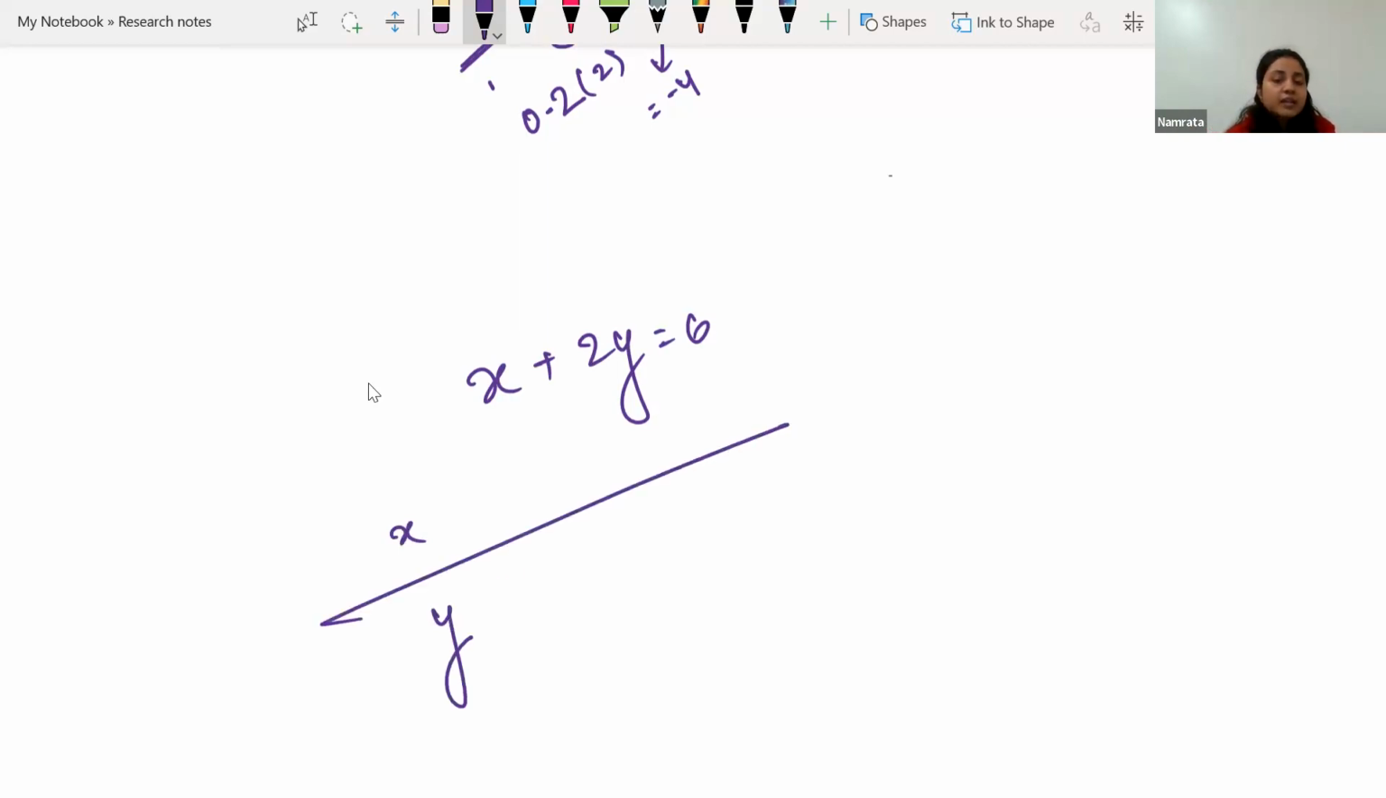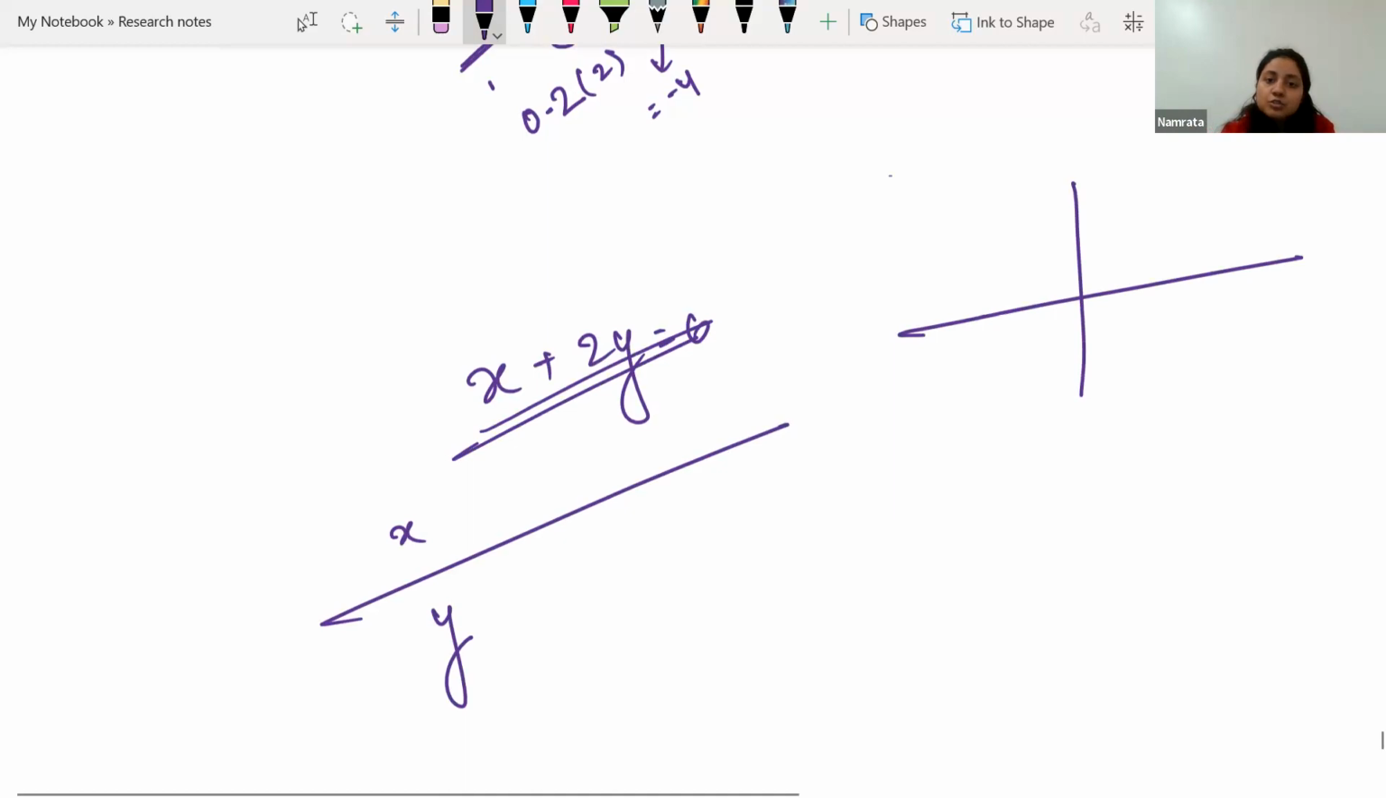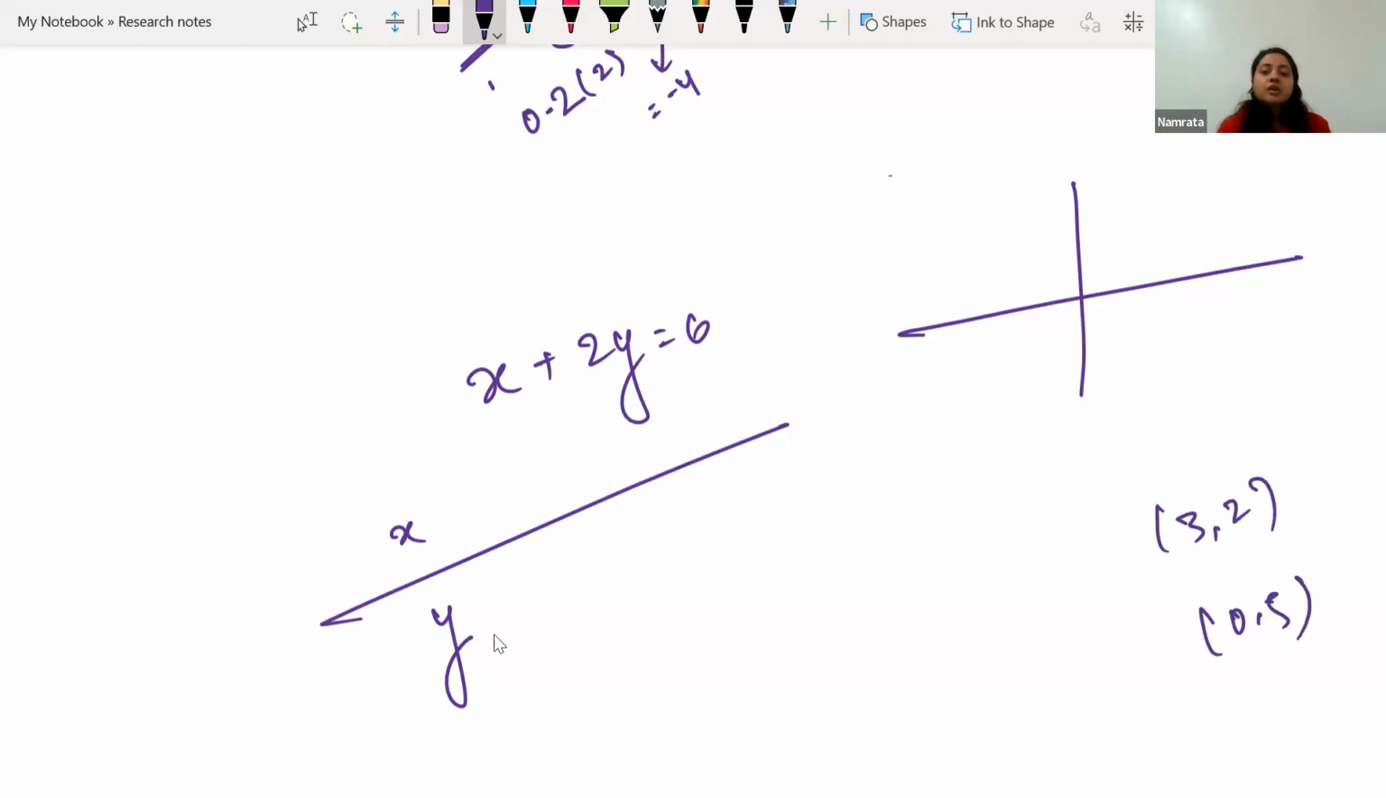If you want to make the graph of x + 2y = 6, you should know a few points. With the help of points in the coordinate plane, you will be able to join them and get the graph. So for getting the graph, we need points like (3, 2), (0, 5), or maybe (2, 7). We need this type of points so that we can locate and join them. So how will we find these points?